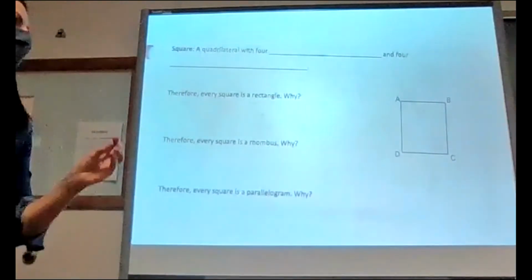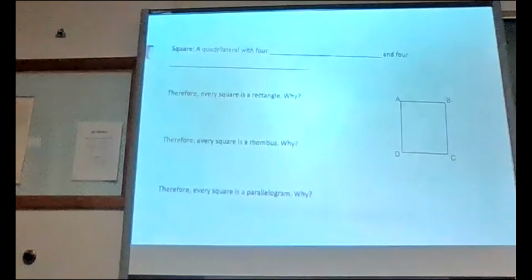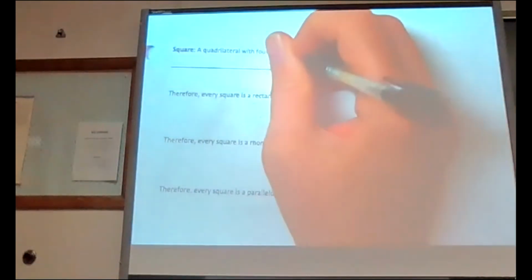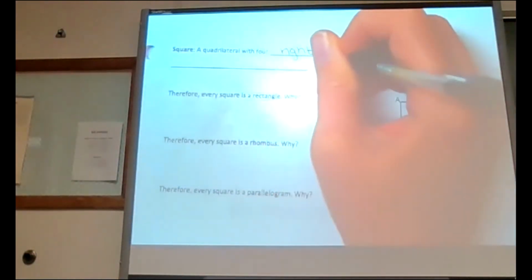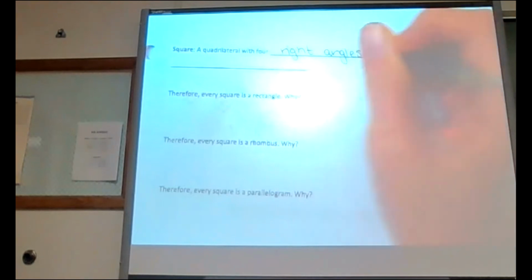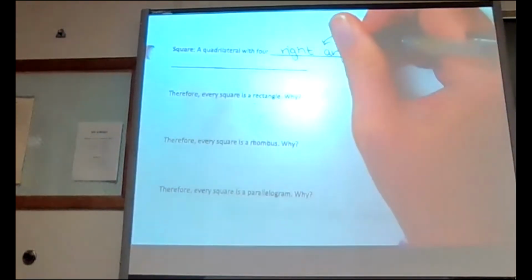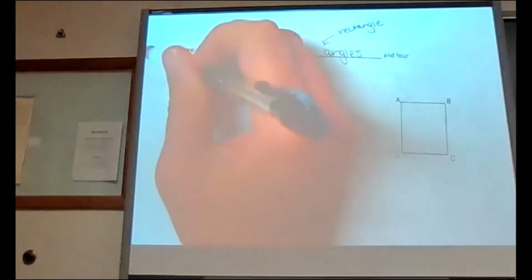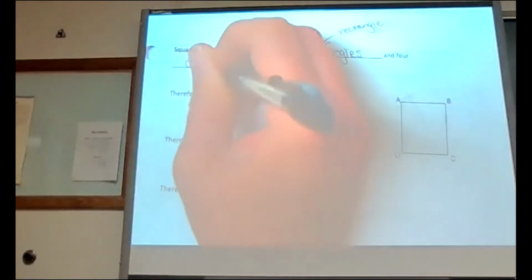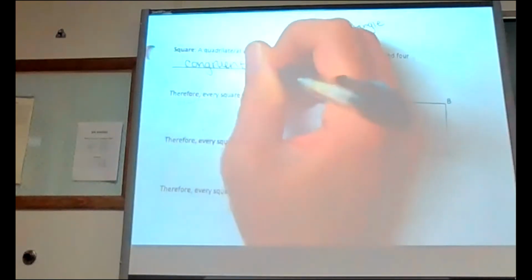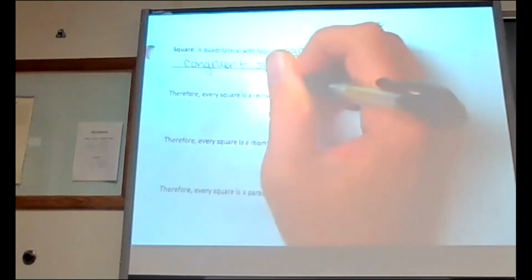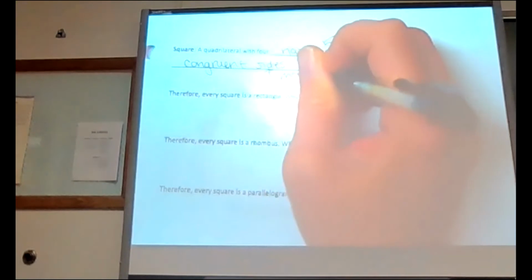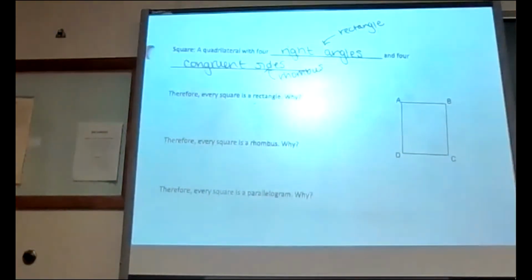But if the rectangle and the rhombus got put together, it would create a square, because the square has 4 right angles. Okay, that's coming from our rectangle. And 4 congruent sides. And that's coming from our rhombus.